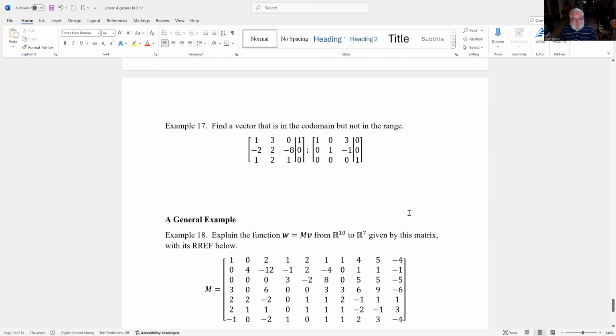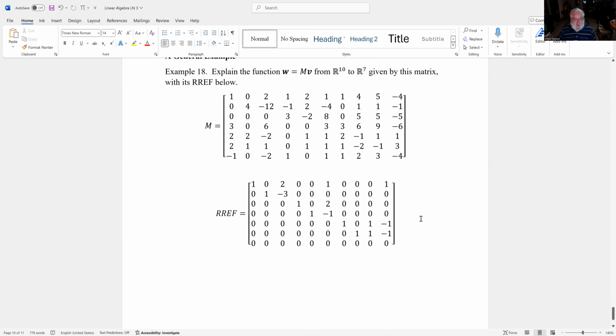So what's a vector that's in the codomain but not in the range? Well, there's lots, right? This is one example, (1, 0, 0). That's in the codomain but not in the range, because the reduced echelon form is telling us that this column vector is linearly independent of those vectors, which means that this vector is not in the span of these things, which means it's not in the range of the function.